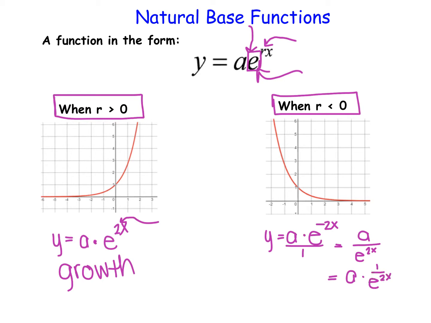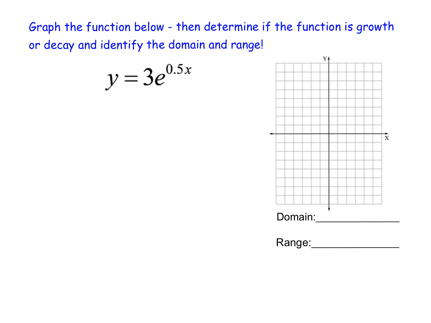Now, if you think about what you know about exponents, when you have e in your denominator, over time this number is going to be very, very small. So when you have a negative r value, you're going to have a situation that is represented by exponential decay. So let's jump in and start graphing these.